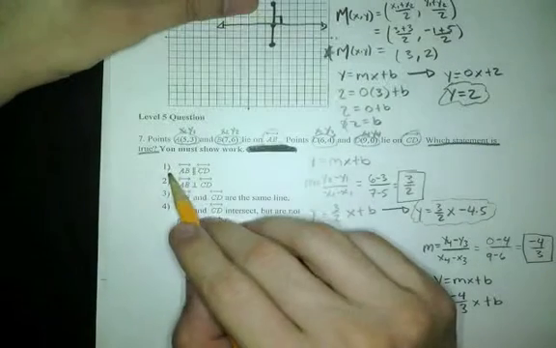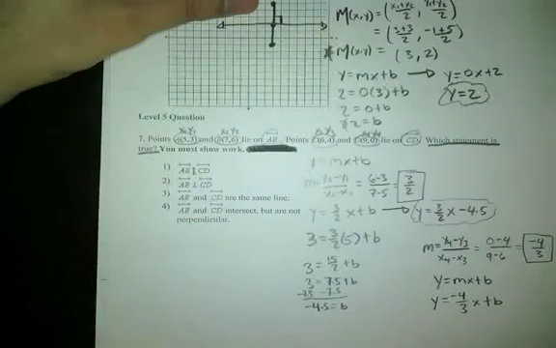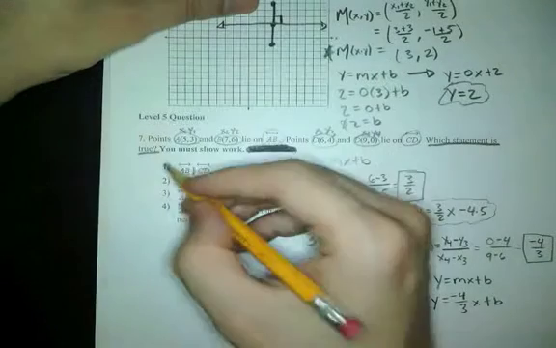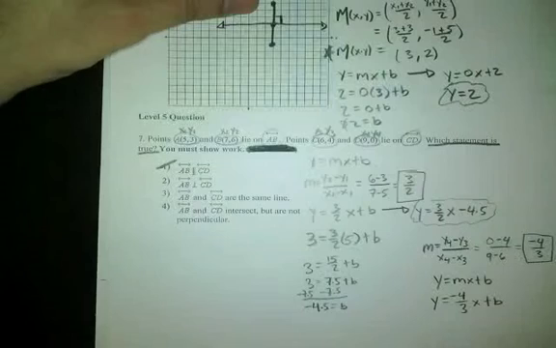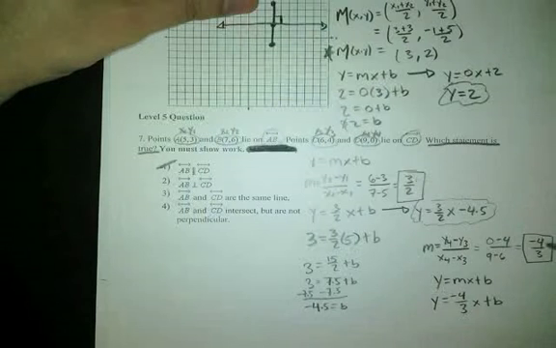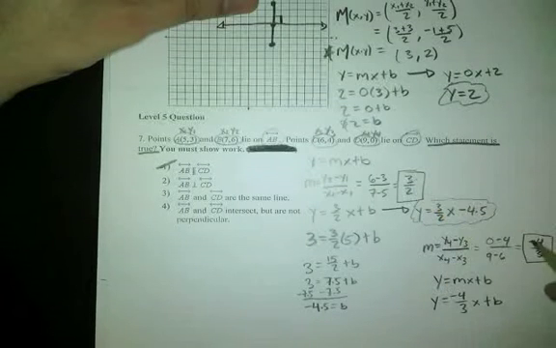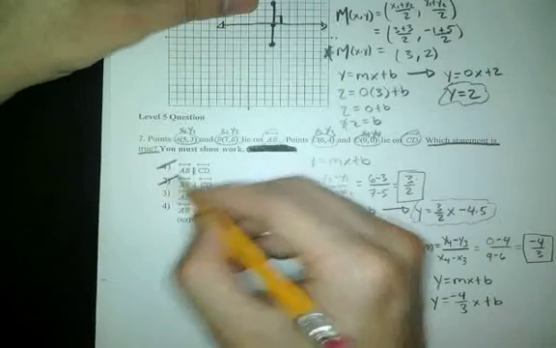Option 1 says that line AB is parallel to CD. This means that my slopes would be exactly the same, which is not true, so the lines are not parallel. Option 2 says that the lines are perpendicular, which means that my two slopes would need to be opposite reciprocals. Unfortunately here, 3/2 is not the opposite reciprocal of -4/3. So the lines are not perpendicular.